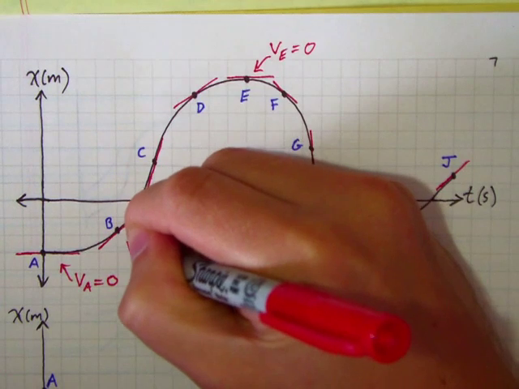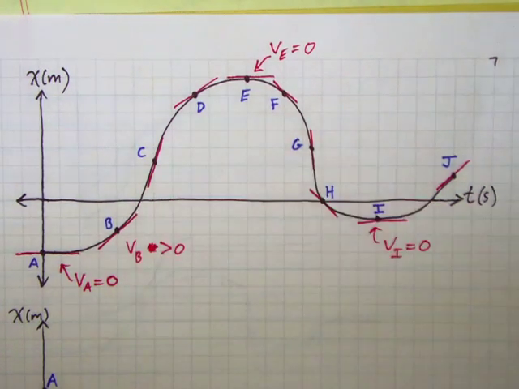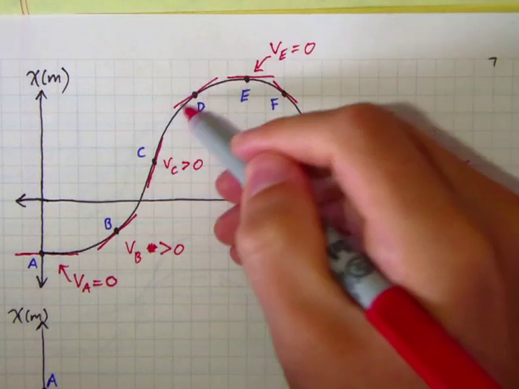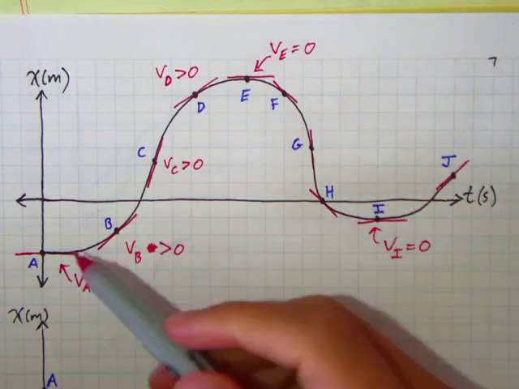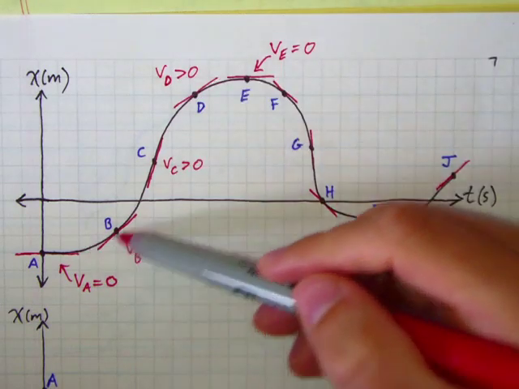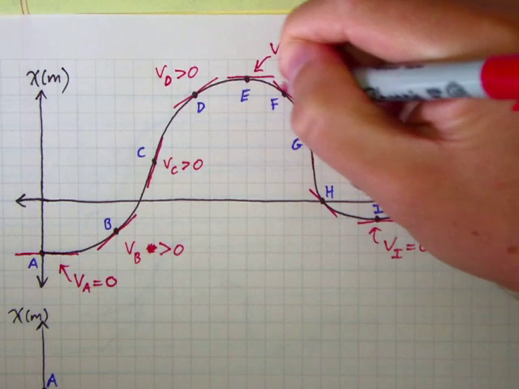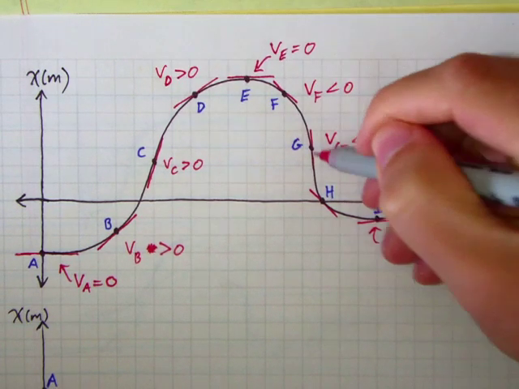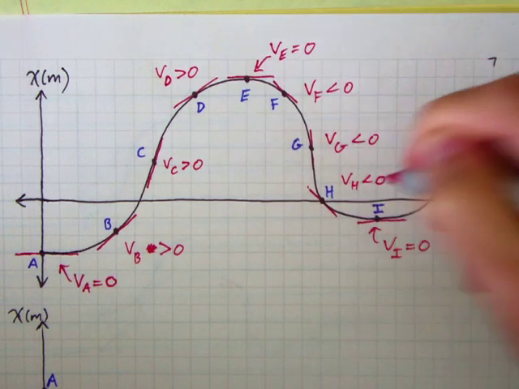The velocity at B here, clearly that's a positive slope here. So we can say that that's a positive velocity. Velocity at C is also a positive velocity, positive slope right here. D is a positive velocity, meaning at events B, C, and D, the object is moving in the positive x direction, which we can tell. At events F, G, and H, here we have a tangent line with a negative slope. So that velocity right there is less than 0. The velocity at event G also less than 0, negative slope right there at H.